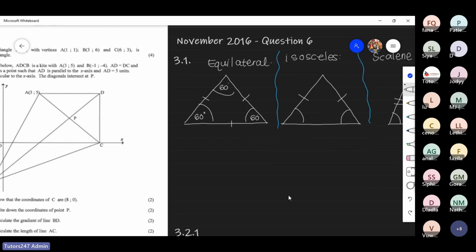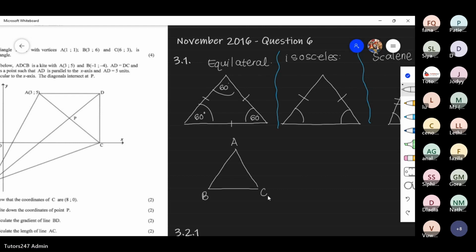So let's draw a rough sketch of this triangle. So we've got A, B, and C. A has coordinates 1 and 1, B has coordinates 3 and 6, and C has coordinates 6 and 3. So if you look at the coordinates, keep in mind that as you move in the positive x direction, your x value needs to increase.